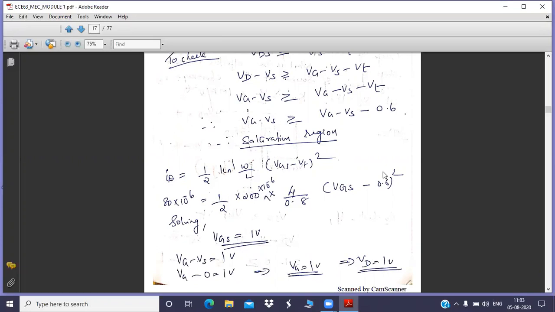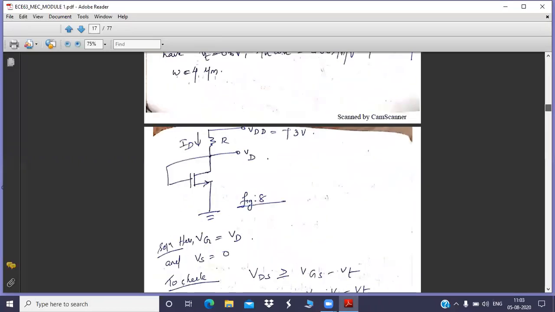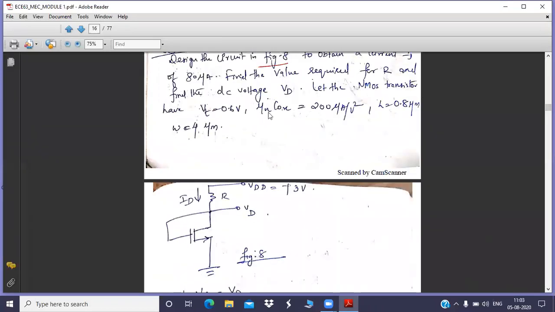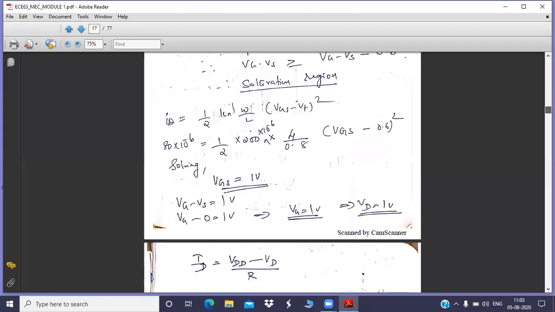Kn dash is 200 microampere per volt squared. What is Kn dash? Kn dash is nothing but mu n into COX. Yesterday we went through this parameter, isn't it? So instead of putting Kn dash, you can have 200 microampere per volt squared. Again, it is microampere, so we need to multiply with 10 raised to minus 6.